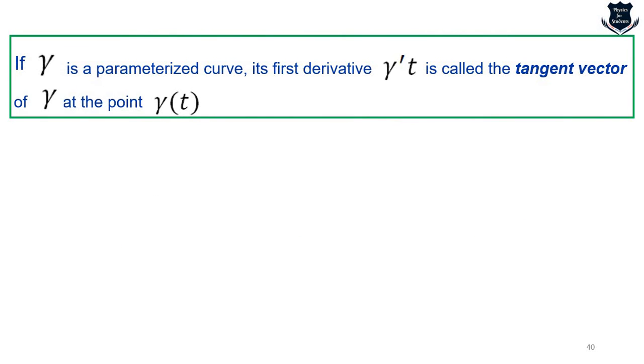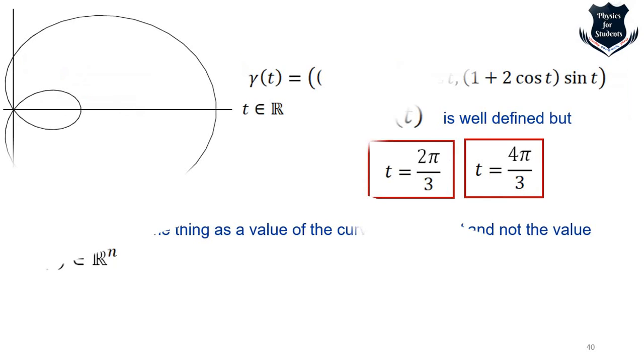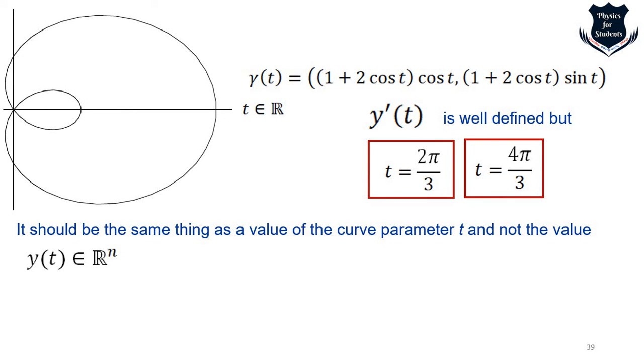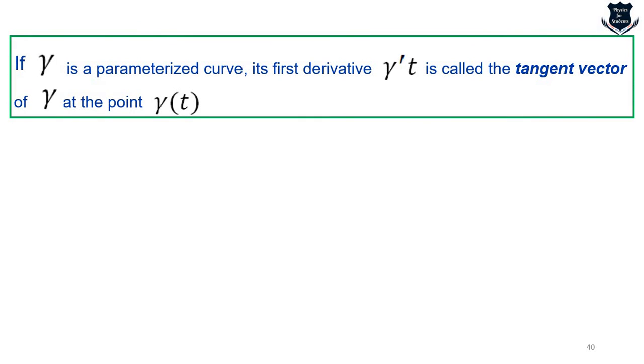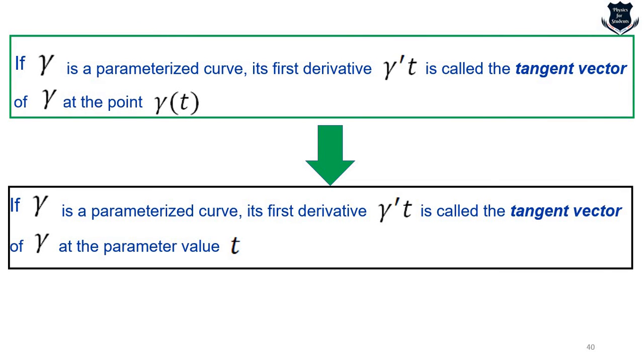Let's see. This was the earlier definition: if gamma is parameterized, its first derivative is called the tangent vector. Now let us redefine that. Why? Because we have seen that in spite of t being defined, we are getting these two values. So we redefine it. This is how: if gamma is a parameterized curve, its first derivative y prime of t is called the tangent vector of gamma at the parameter value t.